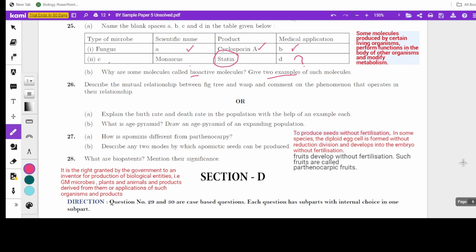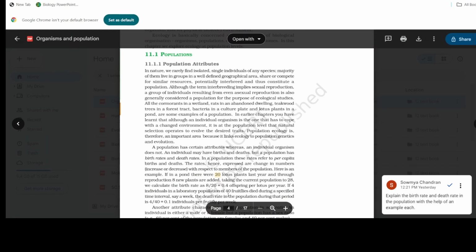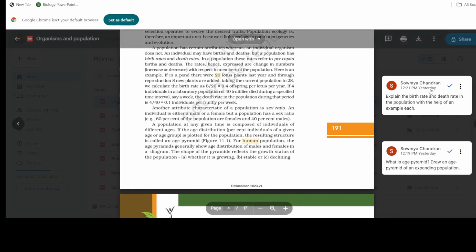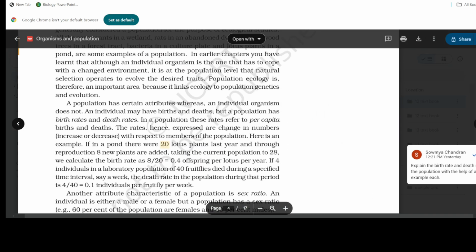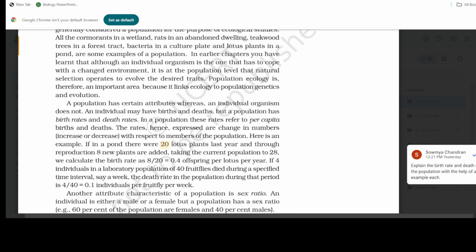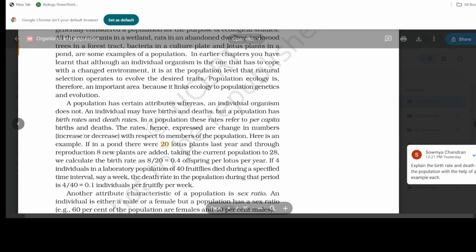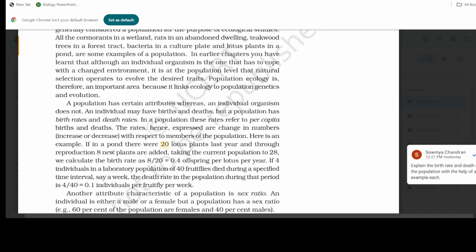Okay, next one. Explain the birth rate and death rate in population with the help of an example each. Let's go to the textbook. Chapter Organisms and Populations. Explain the birth rate and death rate in the population with the help of an example. They have asked for an example. So let's check this one here. Okay. So in a population, rates refer to the per capita birth and death. And here, the examples are given.